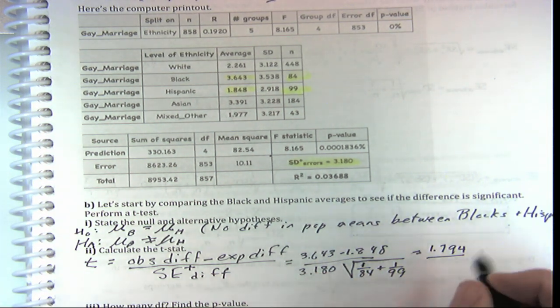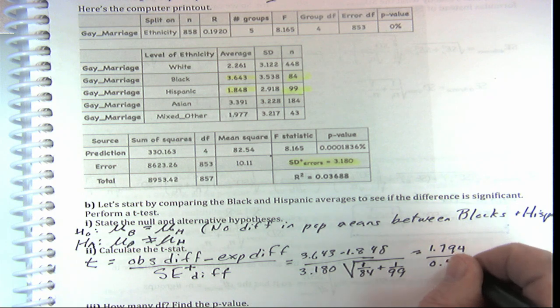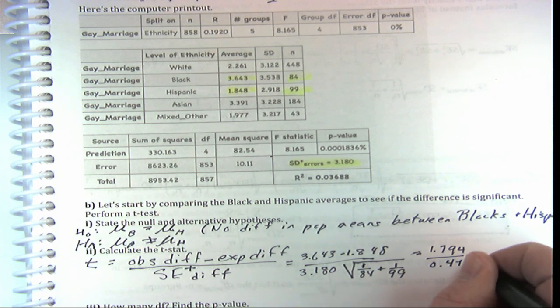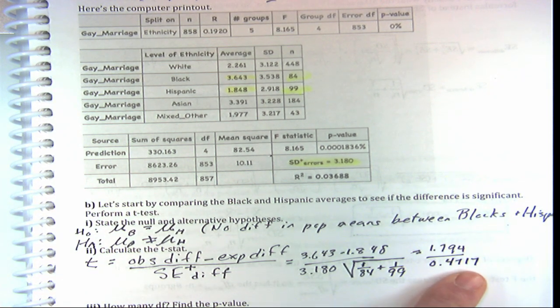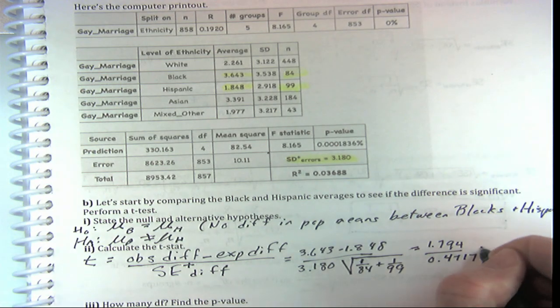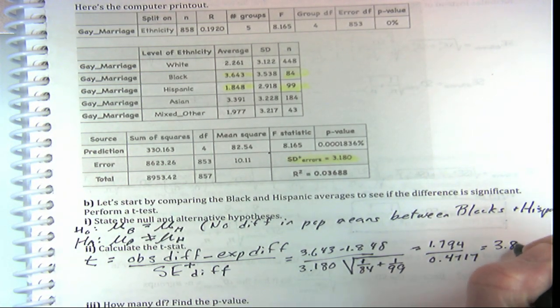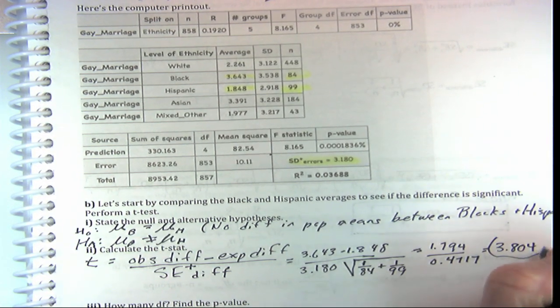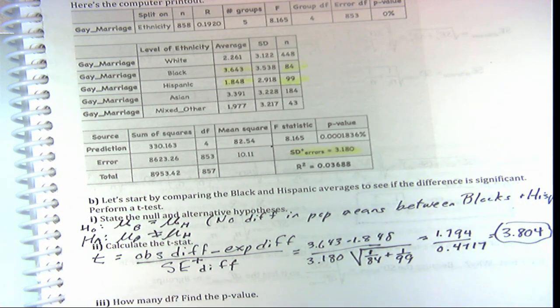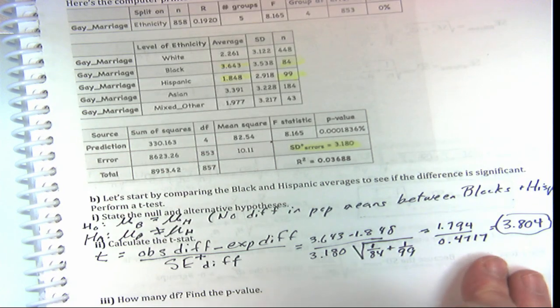And this turns out to be 0.4717. Okay? And so I got a t-statistic of 3.804. Any questions so far? All right, now we have a t-statistic.